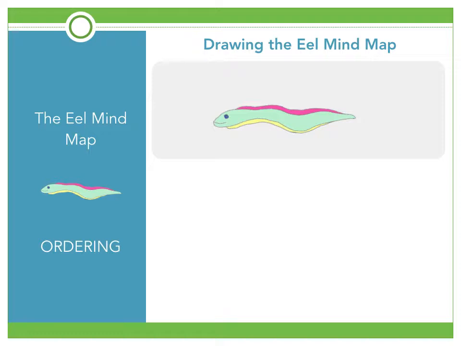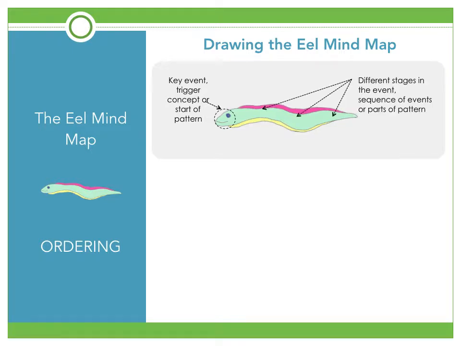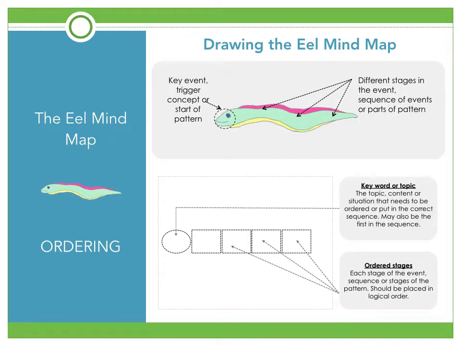This is the eel, and the front of the eel, or the face and the head, that would be your key event or your trigger, and that is what you are asking your learners to order or sequence. And then the body of the eel is where the different stages of the event or the pattern will be placed. So let's take a look at how this would look in your learners' workbooks.